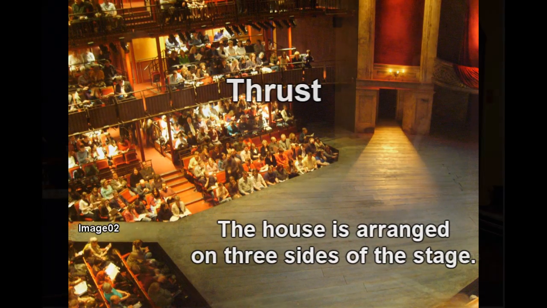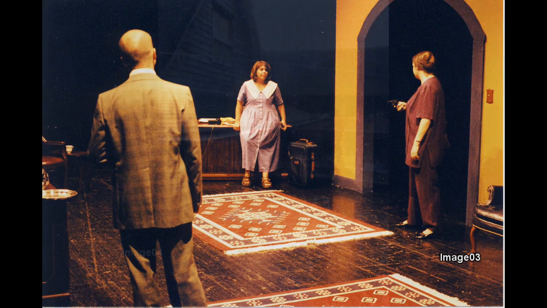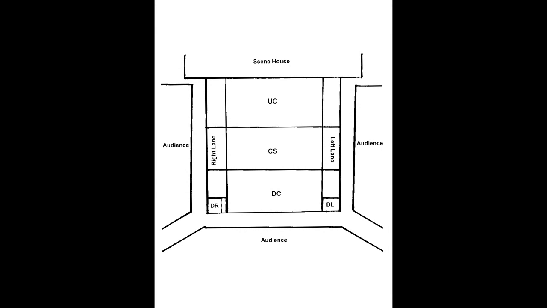The thrust stage is often backed up with a stage house that serves as the background or setting of the thrust stage. The thrust space was popularized during the Elizabethan period when William Shakespeare was writing his plays. Let's take a look at the top view of the thrust space. As you can see, the arrangement is quite different from the proscenium arch space, where the audience and performance are situated on opposite sides of each other.